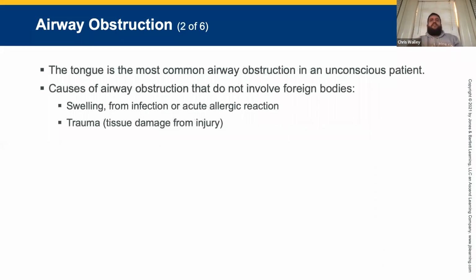By far the most common airway obstruction in an unconscious patient is the tongue, as it relaxes and falls to the back of the throat. Causes of airway obstructions that do not involve foreign bodies include swelling from an infection or acute allergic reaction. I actually saw one not too long ago, I think I told you, where the lady got bit by a black widow on her tongue, and it was huge. I was like, what is that in her mouth? I didn't know it was her tongue until I read the article.